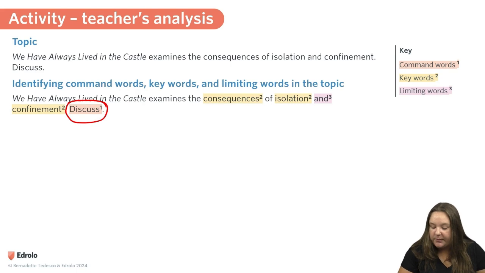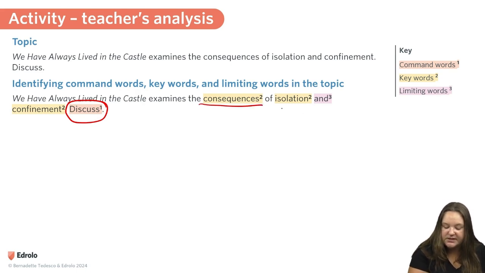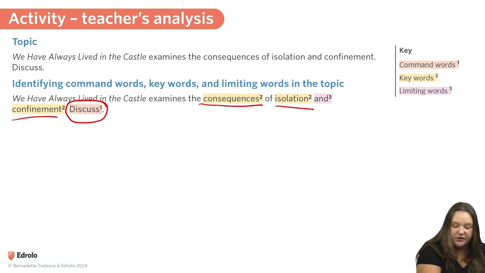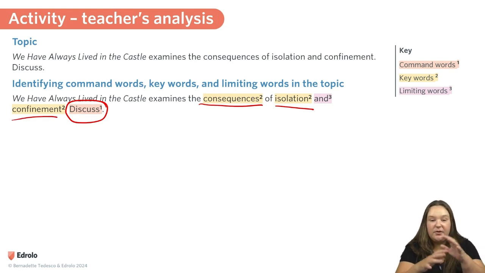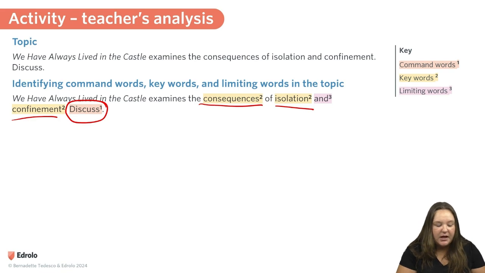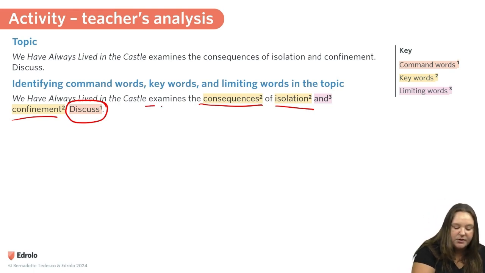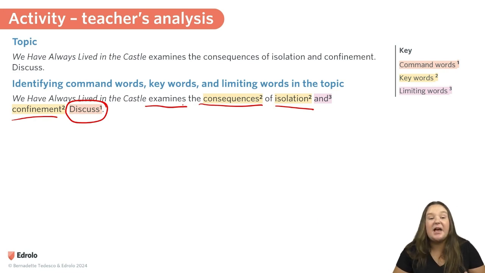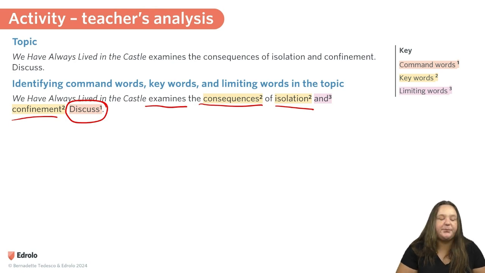The other thing I hope you were able to identify were the keywords, consequences of isolation and confinement. So isolation, being alone, being separated, and confinement, being trapped within an area. Consequences is something that hopefully you didn't miss and you just didn't jump straight to isolation and confinement. So consequences is looking at what occurs because they are isolated and because they are confined. You might have also highlighted examines as a keyword. So examines means to analyse and look closely at.